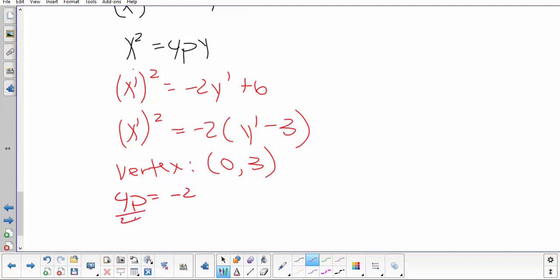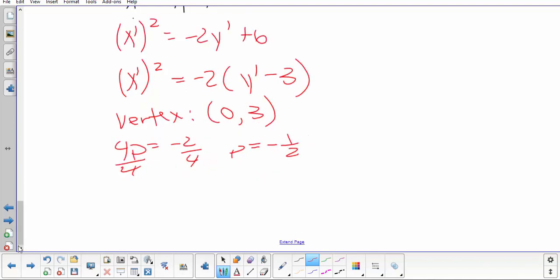So if we divide by 4, p is negative 1/2, which tells us that this is a parabola that opens down because it's x squared, so it would be up or down, and p is negative 1/2, so it opens down. This is 0, 3 on the rotated axes.